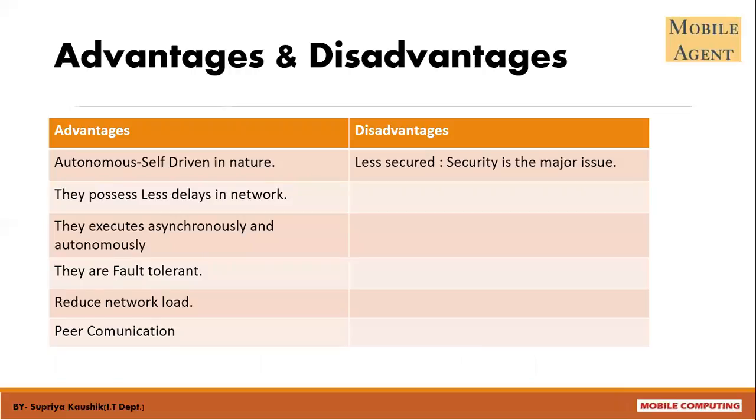There are many advantages of mobile agents and some disadvantages also. The first advantage is that a mobile agent is autonomous and self-driven in nature. They possess less delay in the network. They execute autonomously and asynchronously. They are fault tolerant.